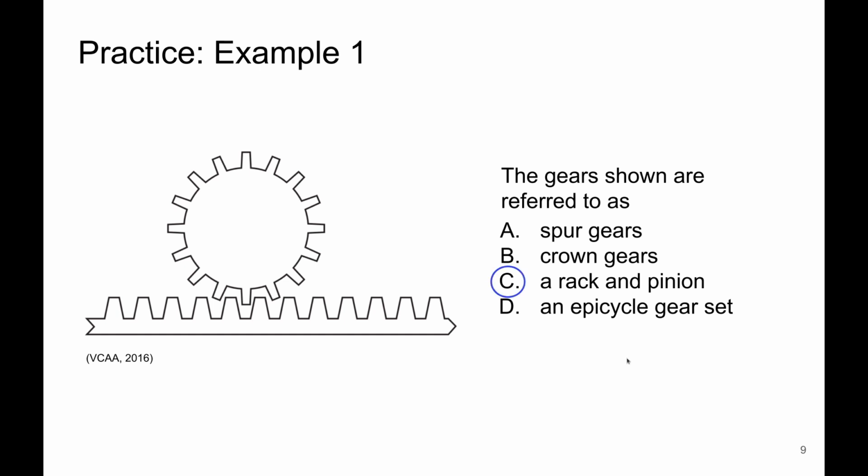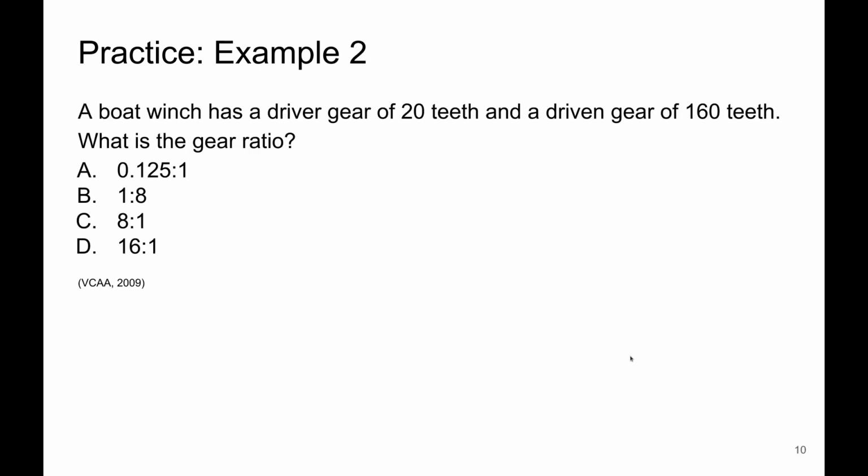Okay, so the gear shown in the diagram is a rack and pinion gear, because a rack and pinion gear essentially has a rack, which is a straight strip with some teeth, and a pinion, which is essentially a regular spur gear.